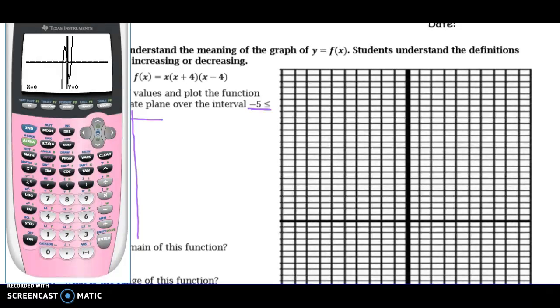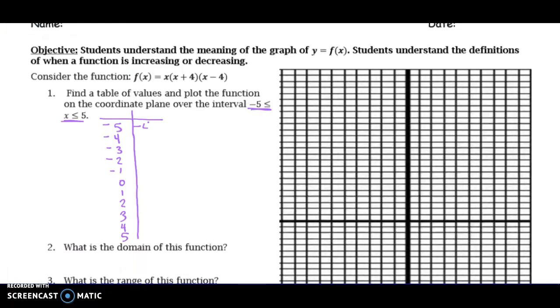Now I'm going to go to my table, get my list of values from -5 to 5. So we're going to copy them right off the table and into our paper. So -5 is -45, -4 is 0, -3 is 21, -2 is 24, -1 is 15, 0 is 0, 1 is -15, 2 is -24, 3 is -21, 4 is 0, and 5 is 45.